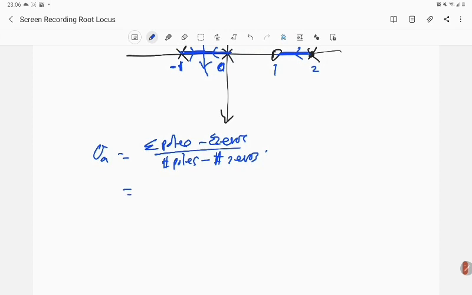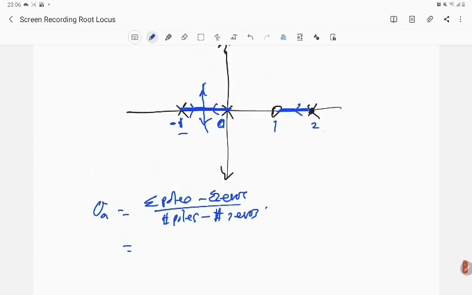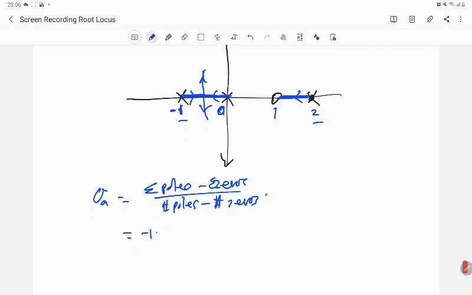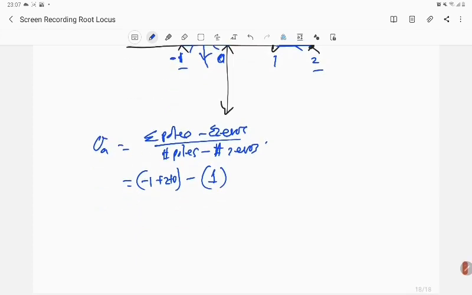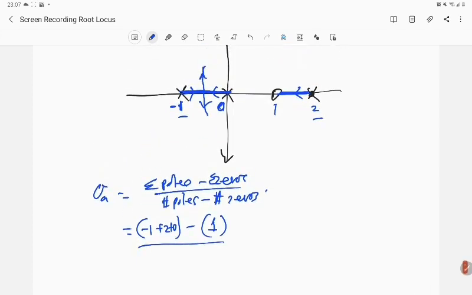So what will this give you? If you sum all the poles, it will be minus 1 plus 2, that is 1, plus 0. Then you subtract the summation of the zeros, which is plus 1, all over the number of poles, which is 3, minus the number of zeros, which is 1. That will give you 1 minus 1 over 2, which is 0.5. So our sigma a is going to be somewhere here.